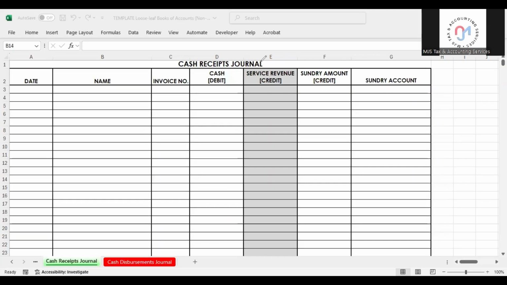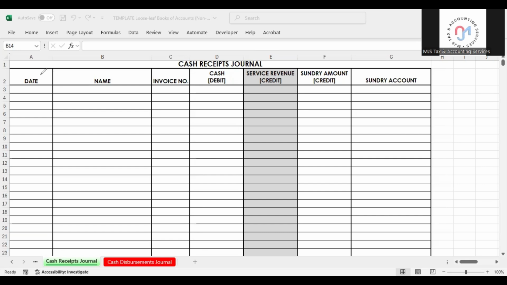Hello, so in this video, I'll be talking about the cash receipts journal and the cash disbursements journal as the loose leaf books of accounts. So let's deal first with the cash receipts journal. In here, you can see different columns.